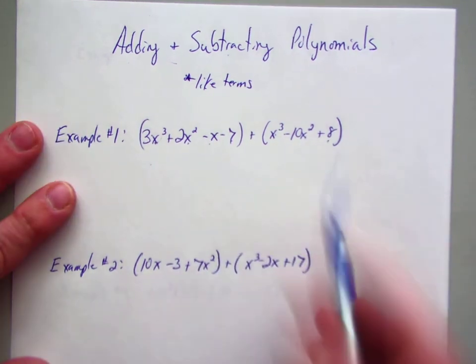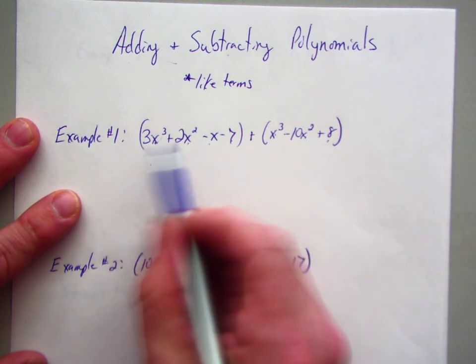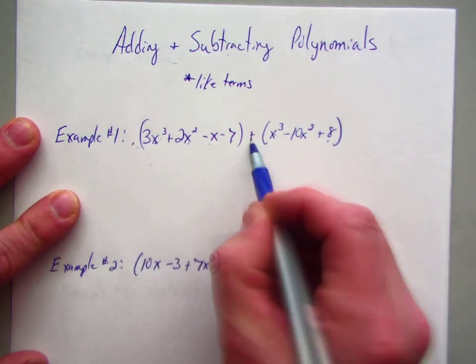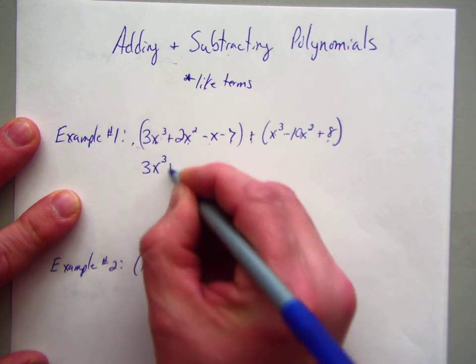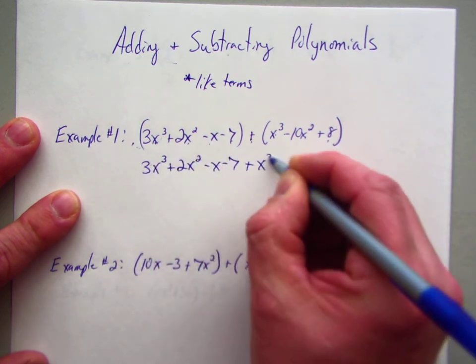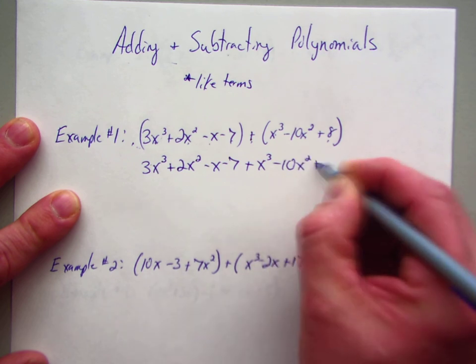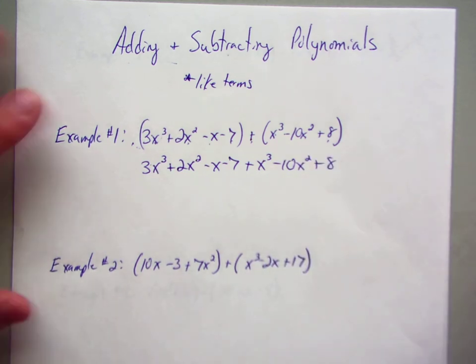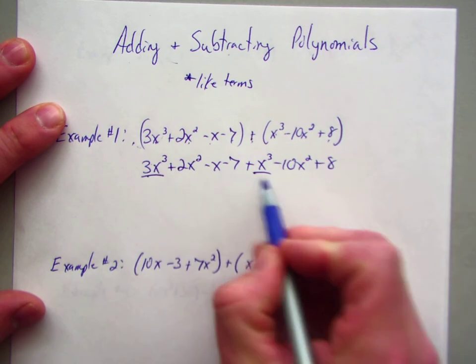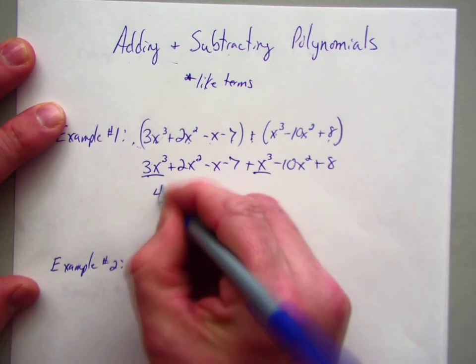So for example, since I'm adding, I can go ahead and drop all my parentheses because there's nothing in front here and it's a positive here. So I just go ahead and drop the parentheses. Now I'm going to combine like terms. So I got a cubic and a cubic. So I have 3 and a 1. So 3 plus 1 is 4. So I got 4x cubed.